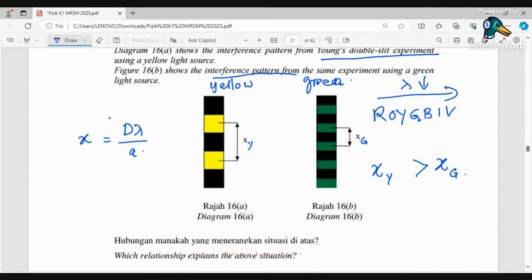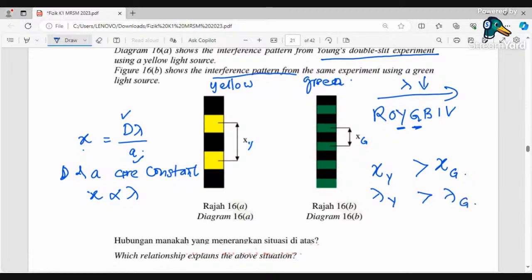For Young double slit experiment, if you relate X and lambda, D and A are constant. Okay, D dengan A ni dia constant, dia tak berubah. Jadi relate ialah X dengan lambda. Kalau you tengok sini, yellow dengan green. Lambda yellow is longer than lambda green. Okay, jadi that's the reason why X untuk yellow is longer than X untuk green. Sebab wavelength dia.